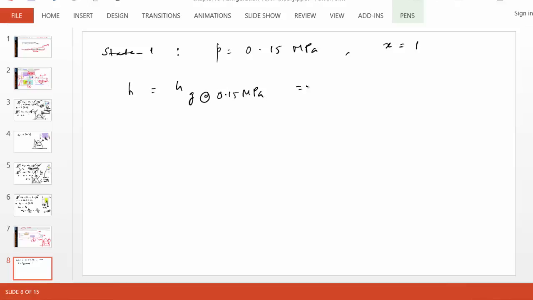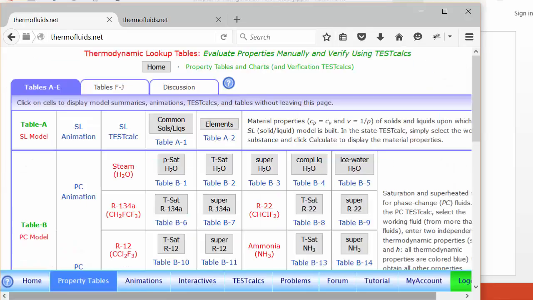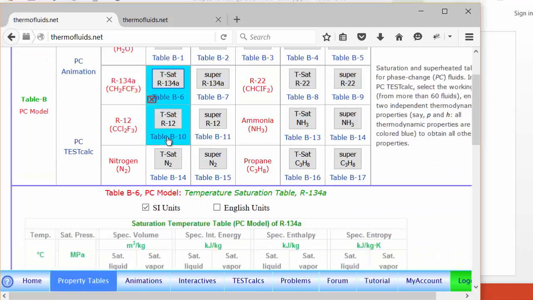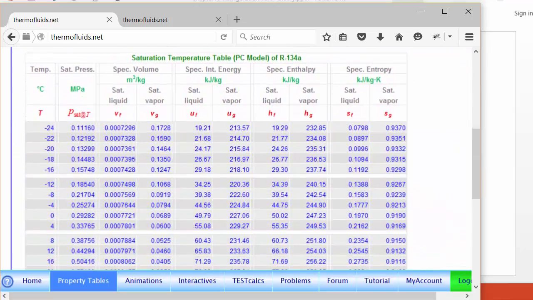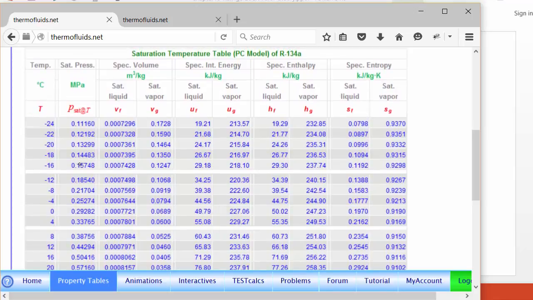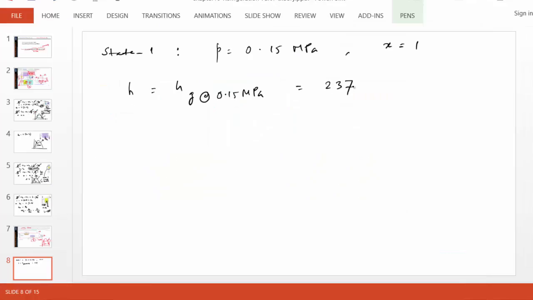So we go to the saturation table of R134A, PC model. R134A is here. There is no pressure saturation table here, just a temperature saturation table. So we look for 0.15 MPa. It's somewhere in between these two. So we are looking for enthalpy, between 236 and 237. So let's call it 237. How about that? So we just write down 237 as our answer.